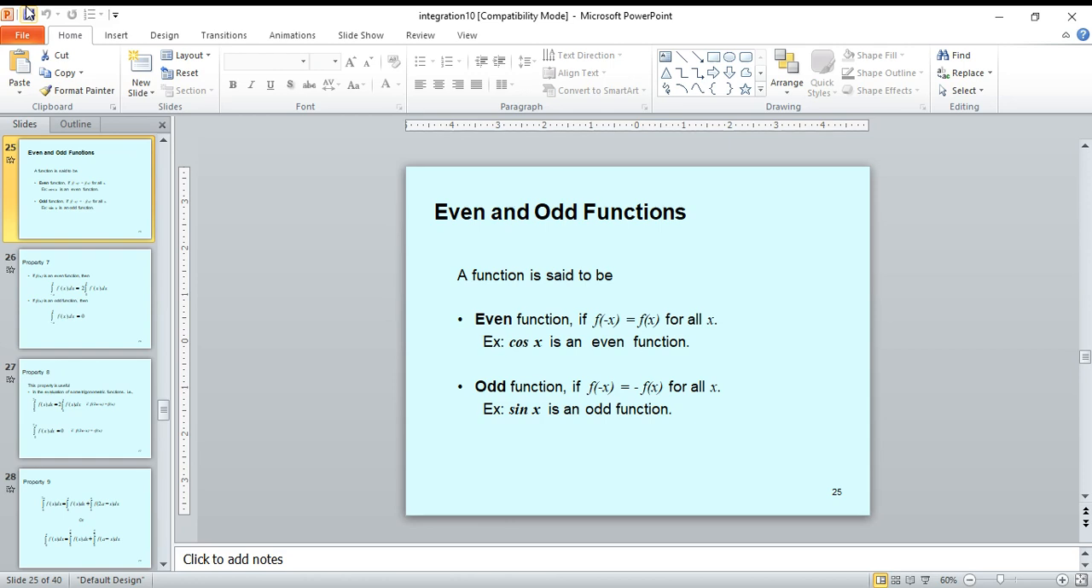So sin x, apply minus x in place of x. Sin of minus x is minus sin x. But cos of minus x is always plus cos x. There is no change in that function. That type of functions are called even functions. If minus x is substituted, then the function changes its sign to minus. This type of functions are called odd functions.